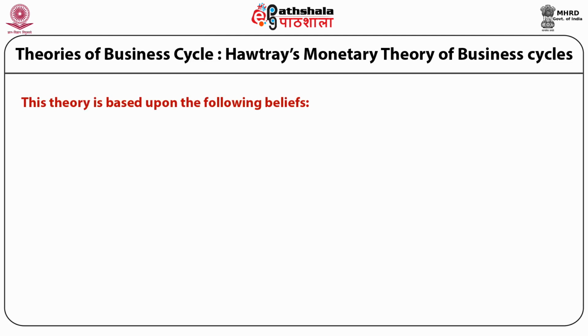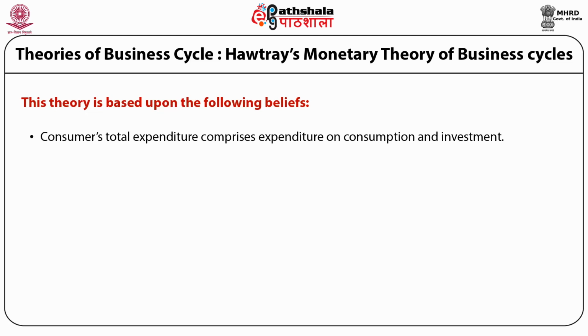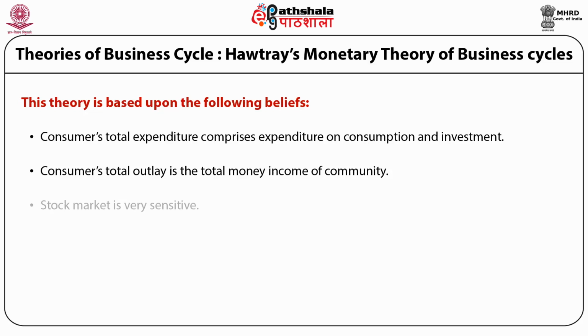This theory is based upon the following facts. Consumers' total expenditure comprises expenditure on consumption and investment. Consumers' total outlay is the total money income of the community. The stock market is very sensitive. Bank credit plays an important role in money supply.